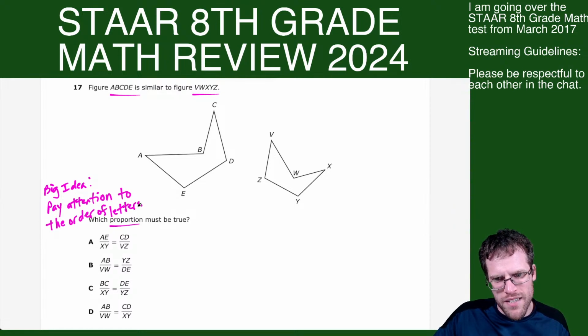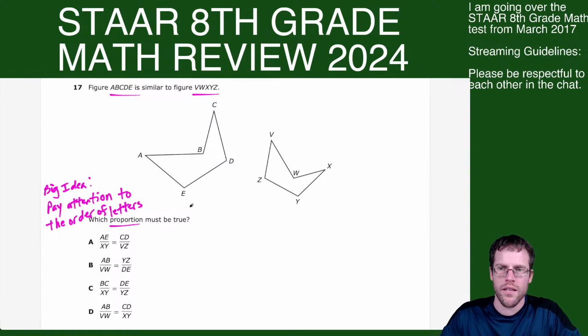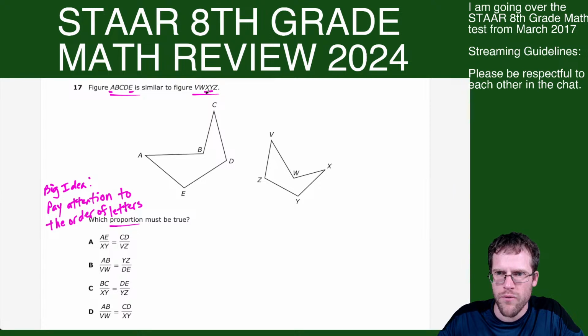So you can honestly answer this question without even looking at the shapes if you pay attention to the order of the letters. So AE, I'm thinking, oh, AE is first, last. And then XY is third, fourth. So right away, this one's not looking good. The order of the letters has to match in both shapes.